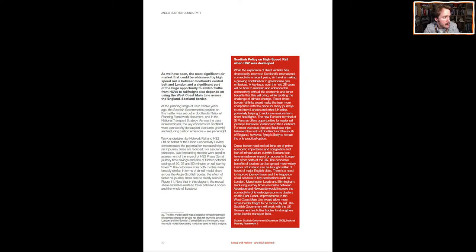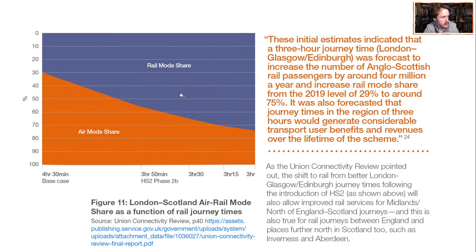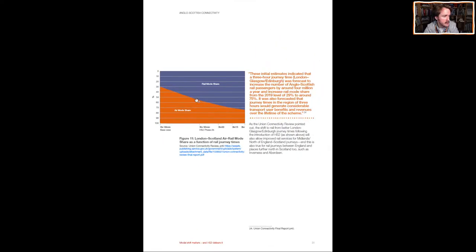Fine. Look, there's a discussion of London-Scotland air and rail mode share as a function of rail journey times. So here we go. Zoom in on this. Air's mode share at the moment is about 70%. Rail is 30%. If you reduce the journey time down to 3 hours, that situation flips. Rail can go from about a third to three quarters mode share, which is pretty impressive. So that's what we should be aiming for.